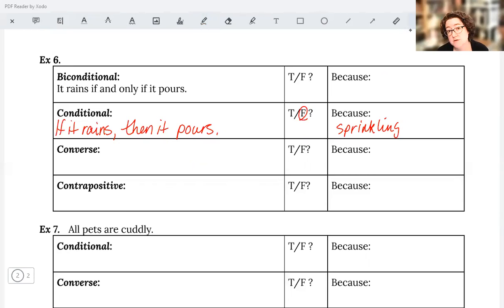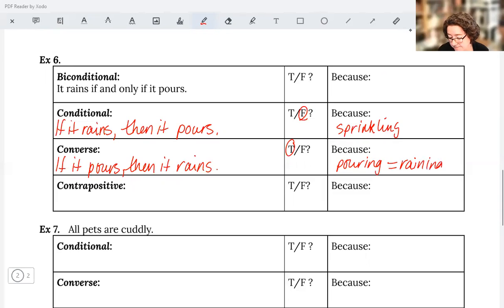Okay, my converse, again, CO, change order. So if it pours, then it rains. So if it's pouring outside, is it raining? Well, yeah, because that kind of goes in with the definition, because pouring is pretty much saying it's raining very heavily, but raining.